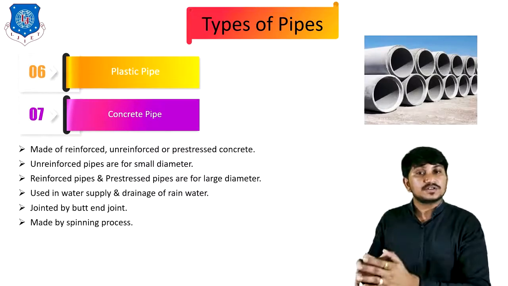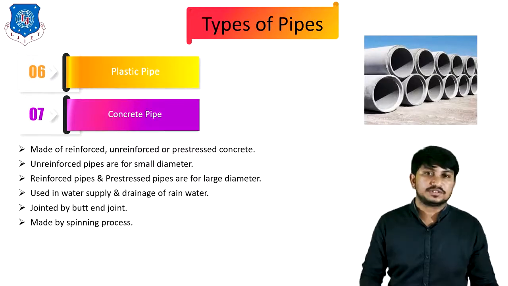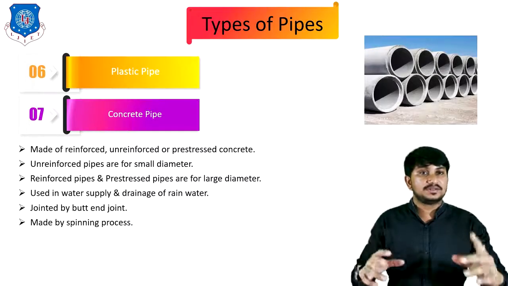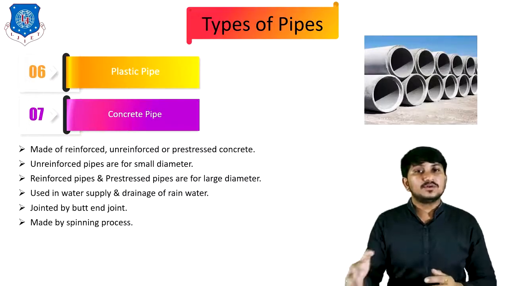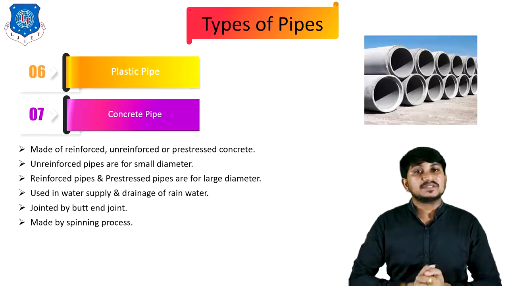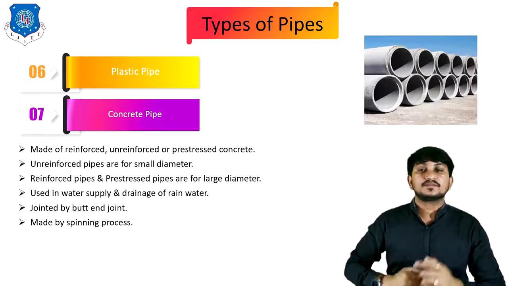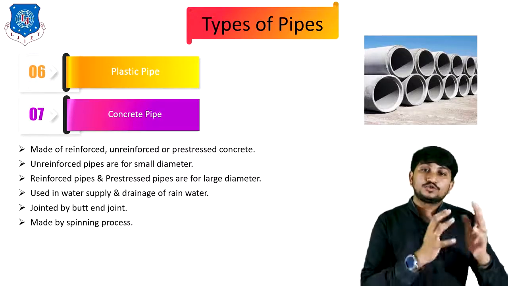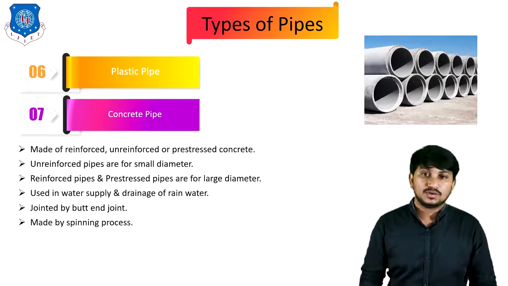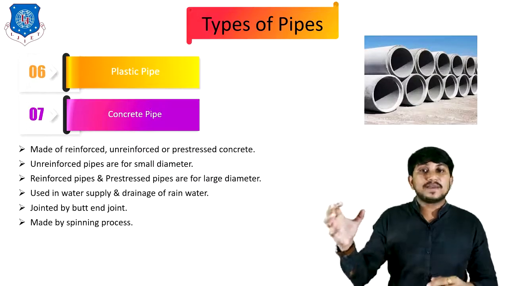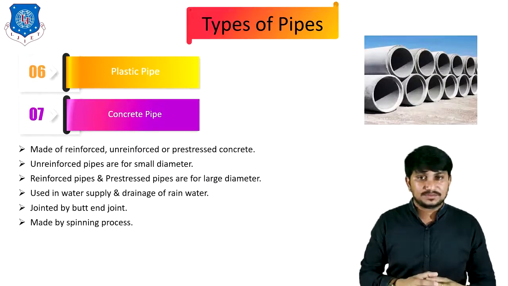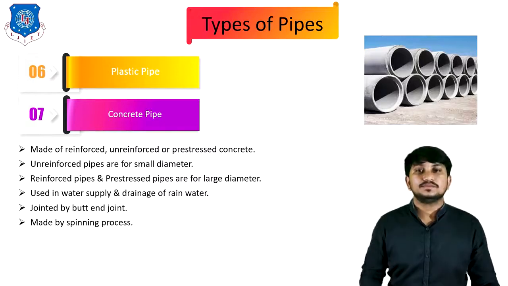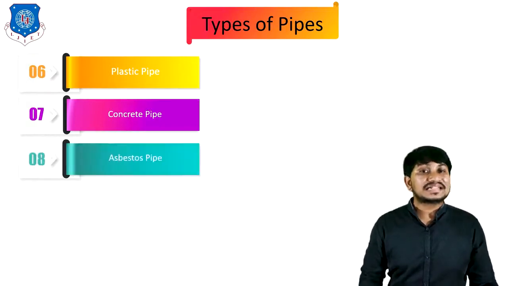Seventh type of pipe is concrete pipe. It is made of reinforced, unreinforced, or pre-stressed concrete. Mainly, unreinforced pipes are for smaller diameters, while reinforced or pre-stressed concrete pipes are used for larger diameters. These concrete pipes are used in water supply and for drainage lines of rainwater. These concrete pipes are jointed by butt end joints. It is made by spinning process. That's all about the concrete pipe.